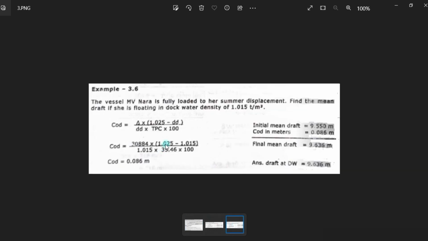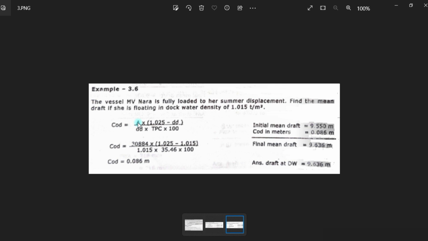This is one questionnaire. It is about MV Nara. She is now fully loaded to a summer draft. What will be her new draft if she floats in a density of 1.015? So she's already fully loaded and she's floating in 1.015. What will be the draft for this density? The formula, guys, is displacement times salt water minus your new density, over the new density times TPC times 100.